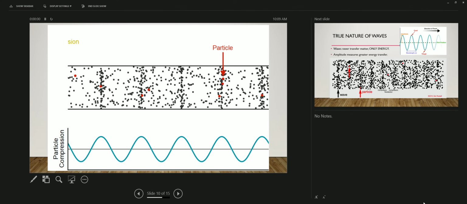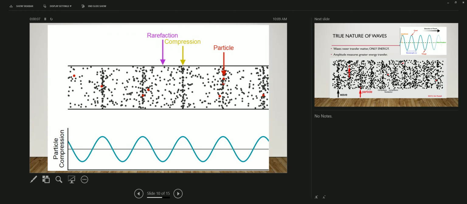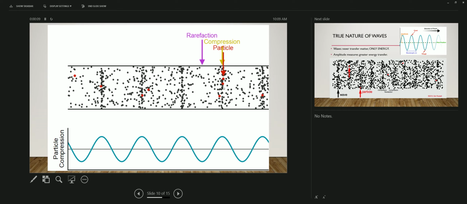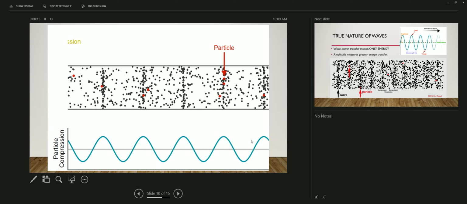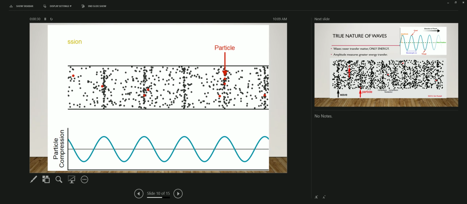Right here. So if we take a look at this particle, this red dot, the particle itself is not moving. The wave is. If we take a look at the bottom right here, the wave is moving to the right, but the particle itself is not moving anywhere. It's just moving back and forth, back and forth. And so a wave does not transfer matter. A wave transfers energy only.